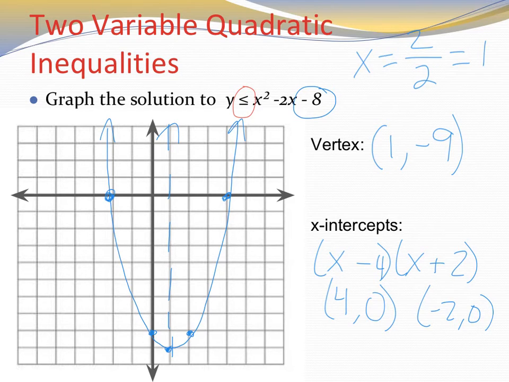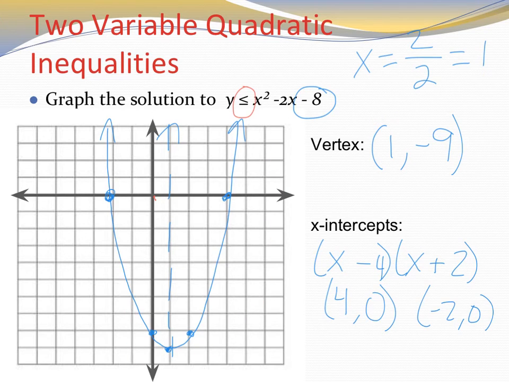The next thing would be shading. Now, to figure out where to shade, we can use some test points. I like to use 0, 0. 0, 0 is really easy to work with. Now, here's how it works. If I plug in 0, 0, that point there, and it works, I'm going to shade where that point is in relation to the graph. So if this point right here works, then I would shade all on the inside, so to speak, of the parabola. If this point doesn't work, I have to shade where this point isn't, meaning out here.